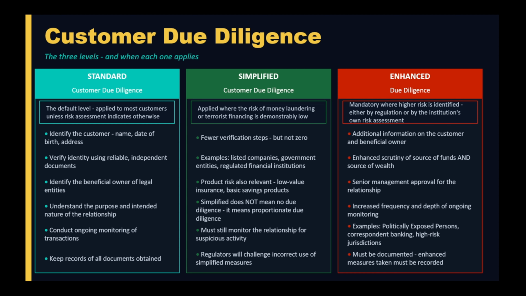Just to remember, standard is the default. Simplified requires justification that the risk is demonstrably low. EDD is mandatory when higher risk is identified. The burden of proof always sits with the institution.